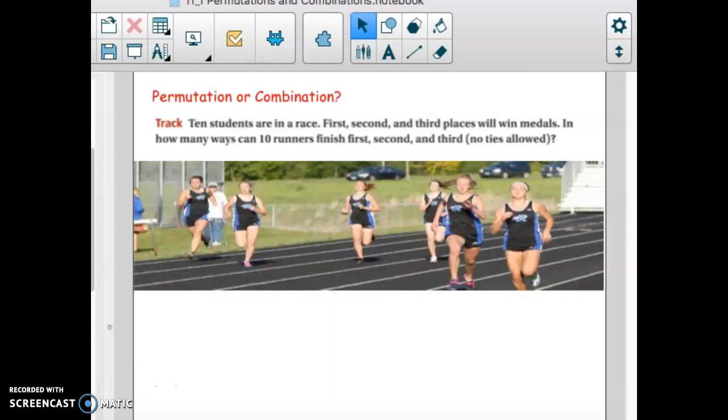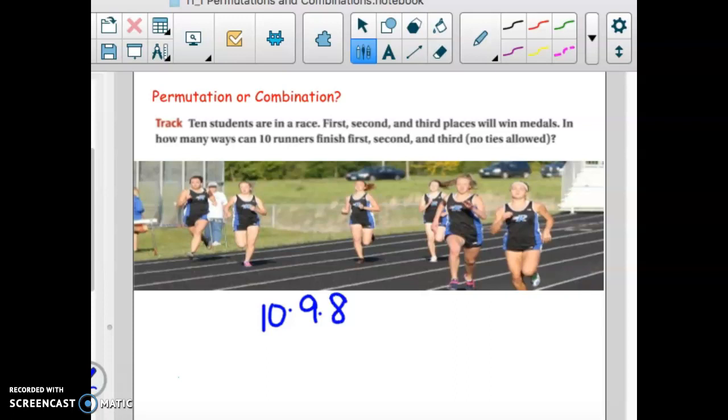Alright, so thinking about permutation or combination, if you have 10 students in a race, and first, second, third place, how many ways can they run? First, second, and third. We could do this in a variety of ways. You could say, well, it's 10 times 9 times 8, all right? But you could also say 10 nPr 3, because we want 3 places. You're going to get the same thing either way.